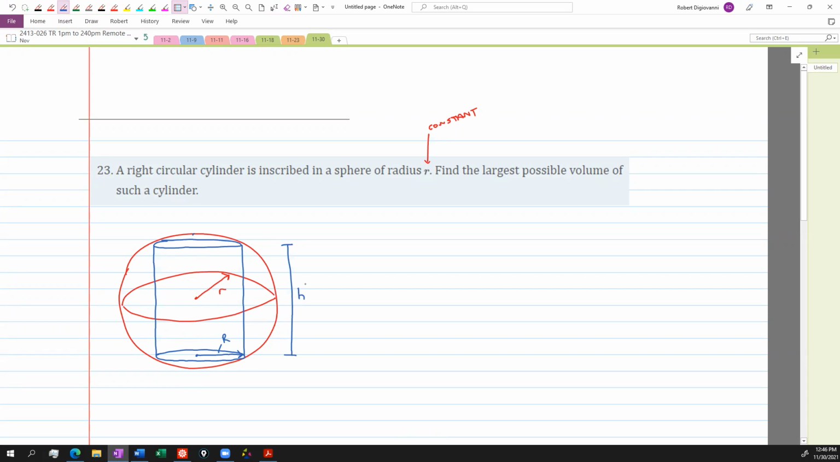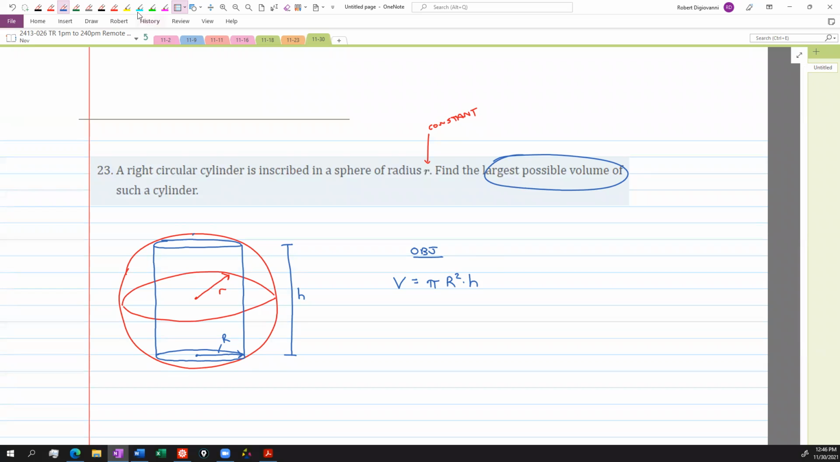And so if we look up the volume, because we're trying to find the largest possible volume, the objective here is to find the volume of the cylinder as big as we can get it inside that sphere. So the volume will be, you just got to look it up. It's pi times the radius, which is capital R squared, times the height. That's the formula for the volume of the right cylinder. That's the objective. We want to make that as big as we can.